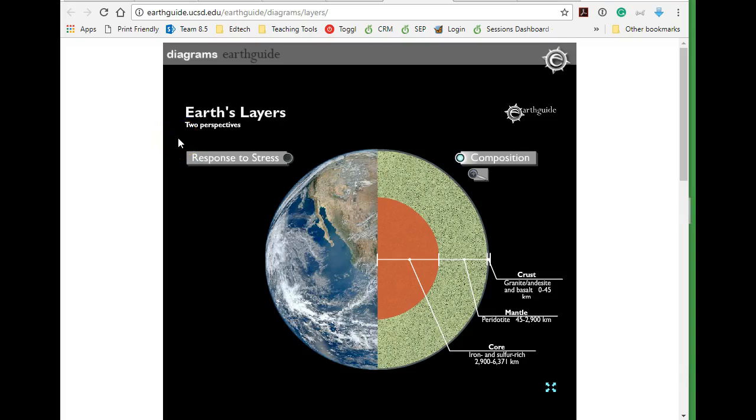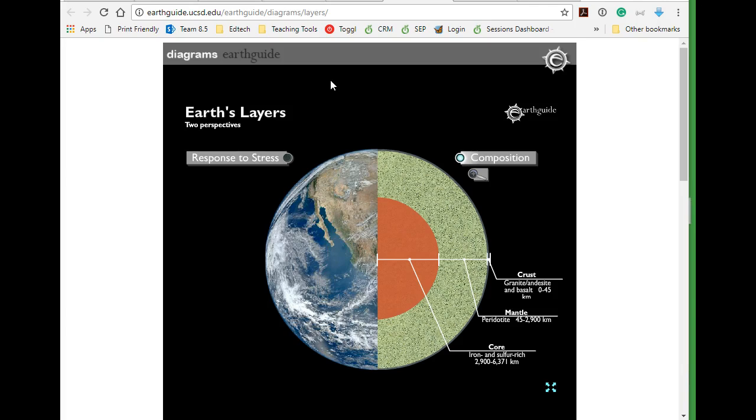I wanted to take a second today to go over the Earth's layers. First off, we need to know that there's two ways that we can look at the different layers in planet Earth. The first is by composition, and we can see that over here. Composition means the materials that Earth is made out of.